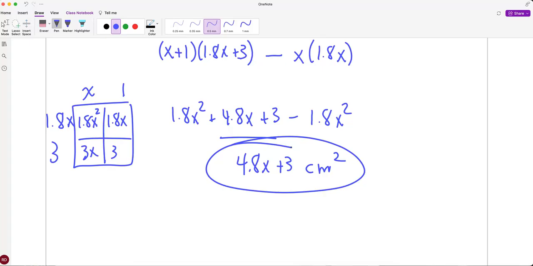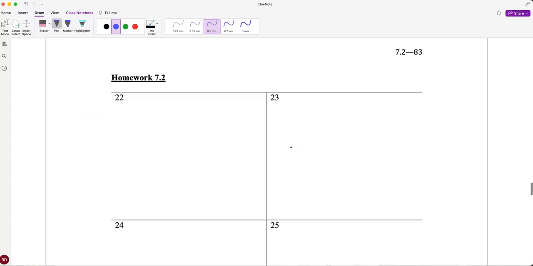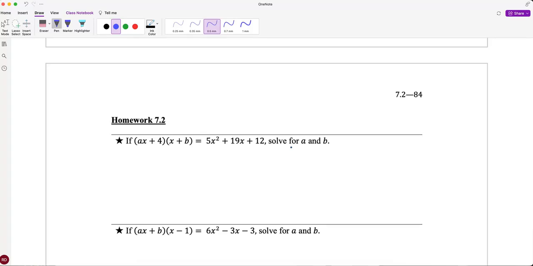Okay, and that should lead you up to the homework where there's more practice on working with these problems.